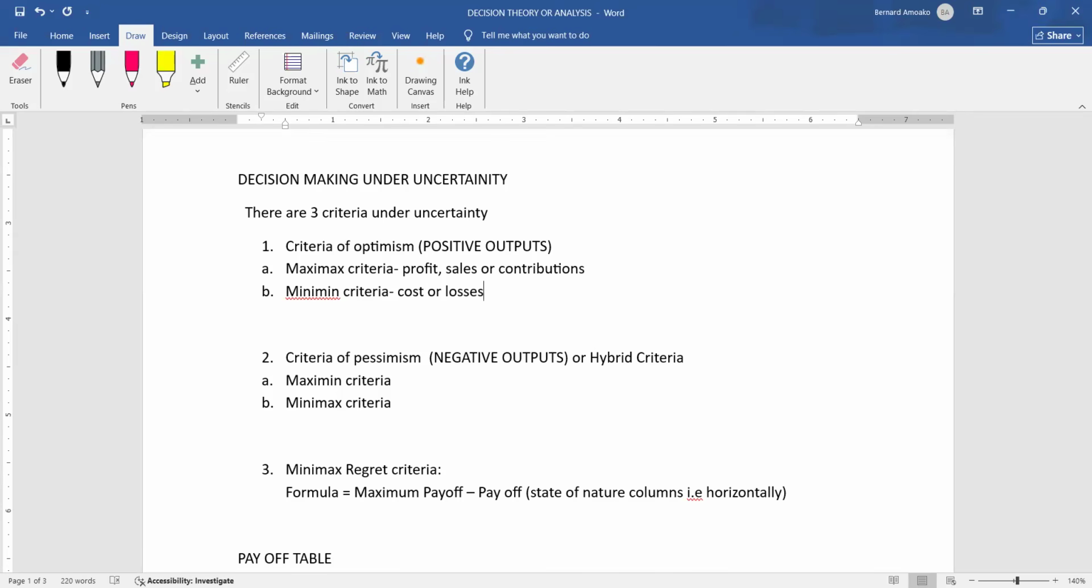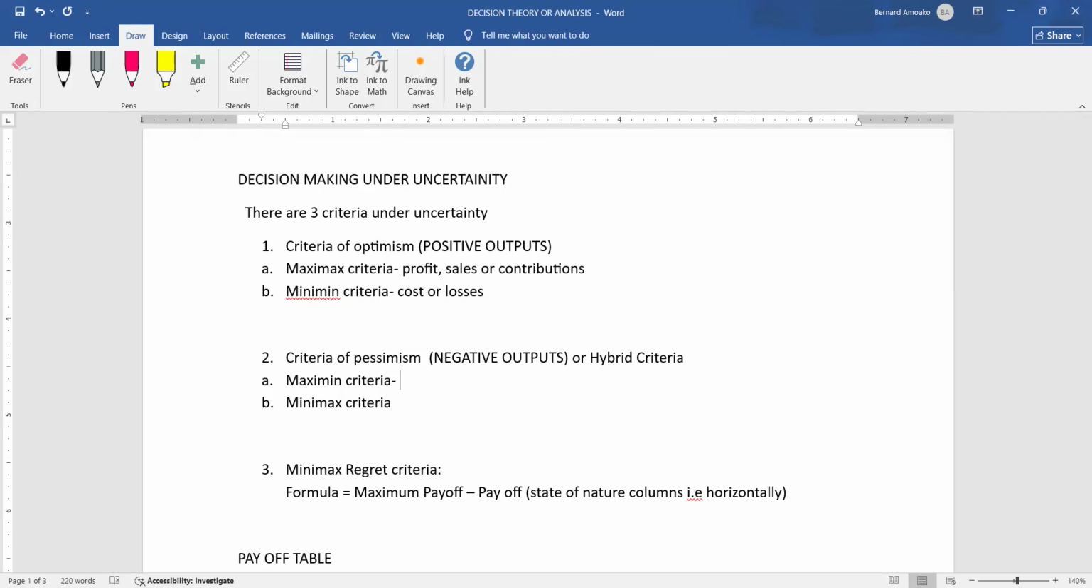And then when we come to the pessimism, it's something that has a negative output, and a hybrid criteria, and that is the maximin criteria and the minimax criteria. So this would also have to do with profit and sales and contribution, and the minimax would be looking at the cost or the losses, depending on the table given you. And the third criteria under decision making under uncertainty is what we call the minimax regret criteria.